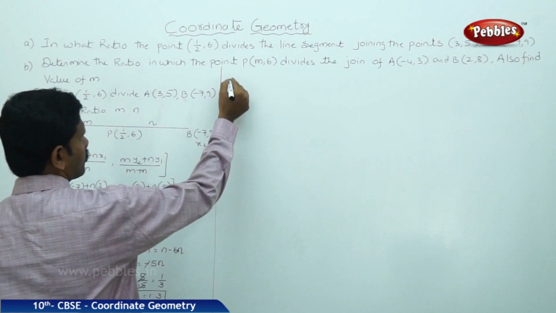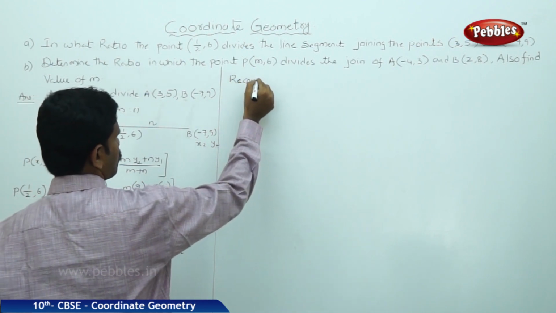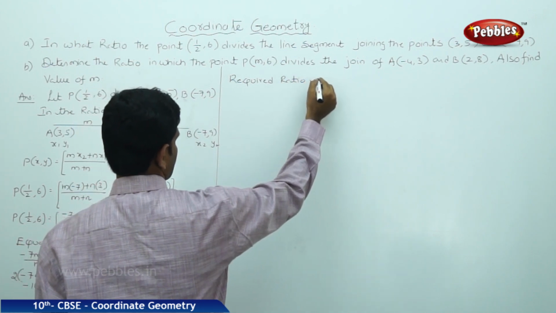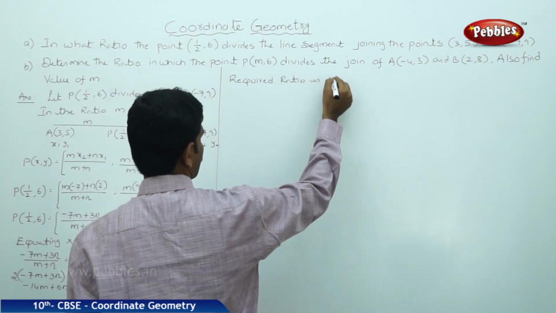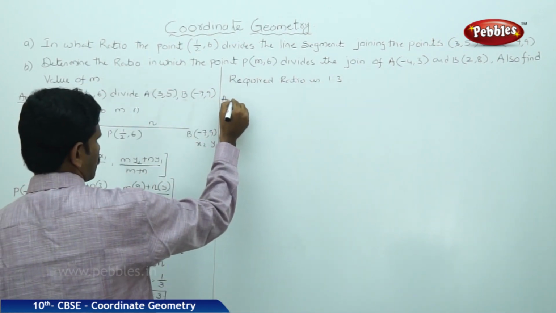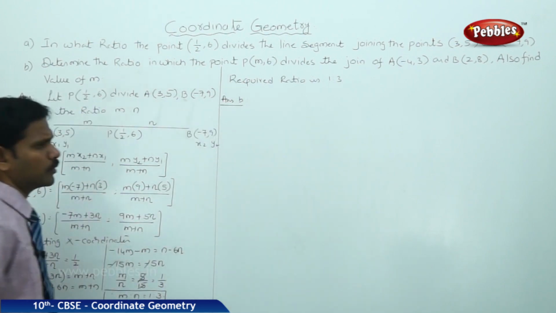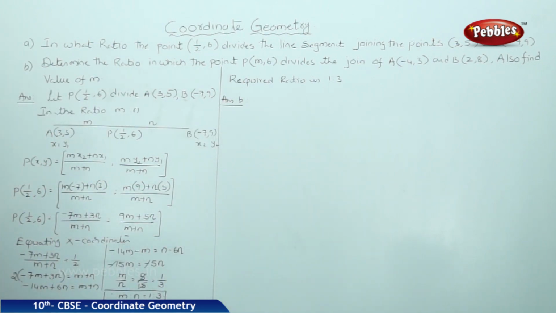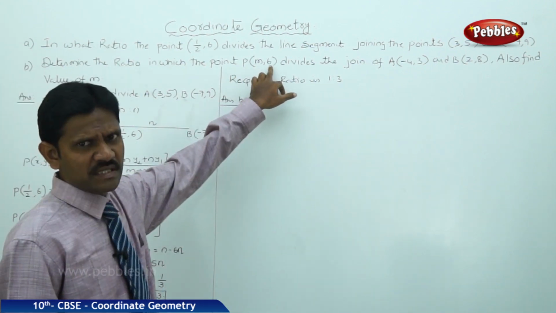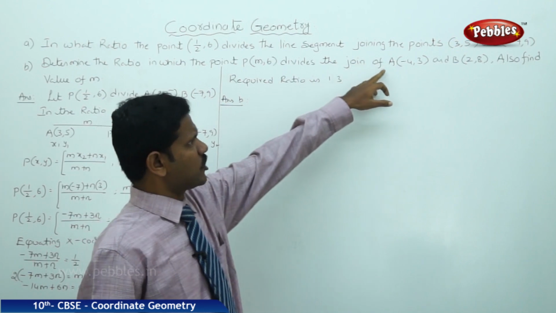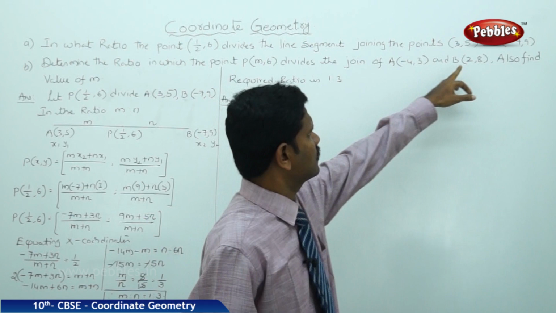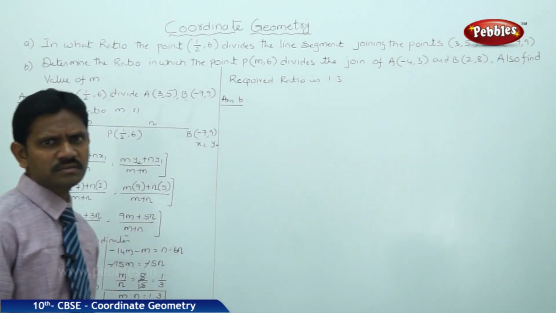Therefore, the required ratio is 1 is to 3. Let us see the next problem. Determine the ratio in which the point P(m, 6) divides the join of A(-4, 3) and B(2, 8).